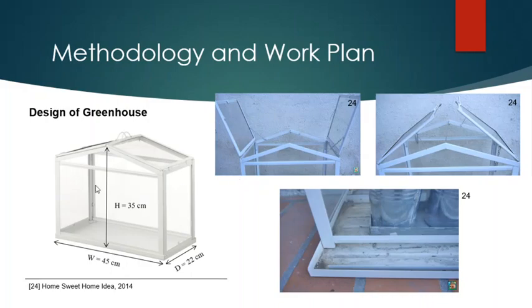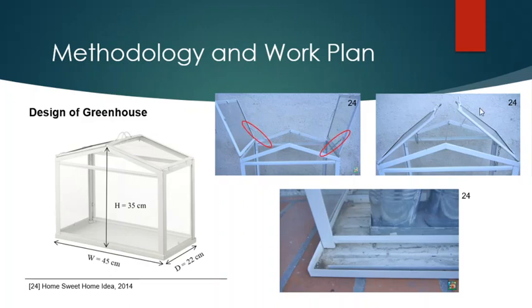IKEA soccer greenhouse is chosen as it is averagely sized and portable. It has a dimension of 45 cm by 22 cm with a height of 35 cm. As shown in the figure, it can be opened fully or partially.